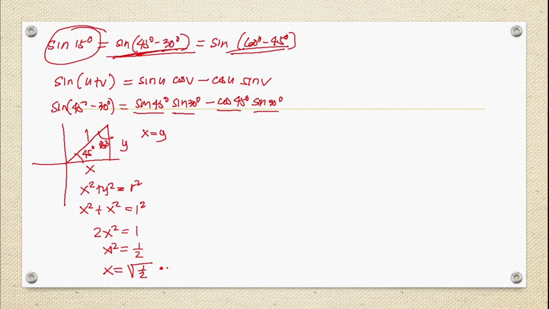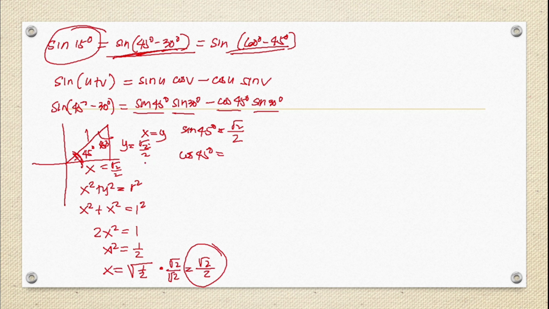We can rationalize this: square root of 2 over square root of 2 times, that is equal to the square root of 2 over 2. So if x is equal to the square root of 2 over 2, of course y is equal to the square root of 2 over 2. So we have now the result. Sine 45 degrees is opposite over the hypotenuse, which is the square root of 2 over 2. Cosine 45 degrees is adjacent over the hypotenuse, still the square root of 2 over 2.